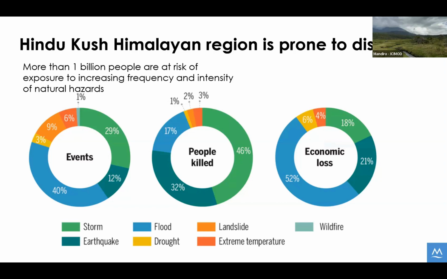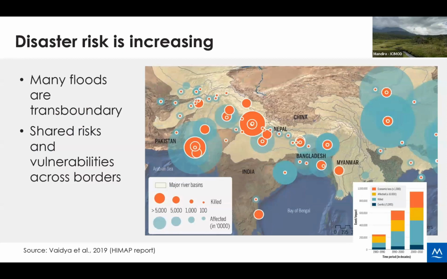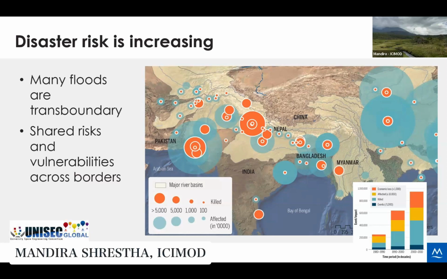And what's alarming is that more than 1 billion people are at risk of exposure to increasing intensity and frequency of these natural hazards. And this particular slide I put in here just to emphasize that these floods are not happening alone in small places. It's more transboundary, that is, it's being shared across different countries. The risks and vulnerabilities are shared across both borders, for which data and information is required for timely early warning and sharing.